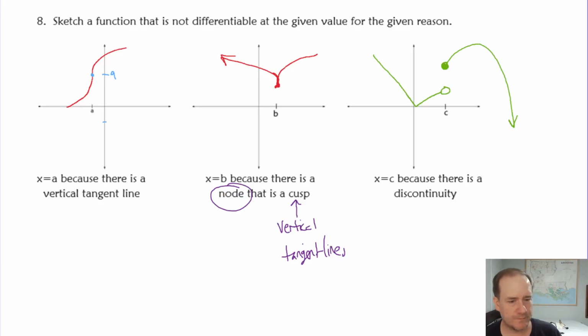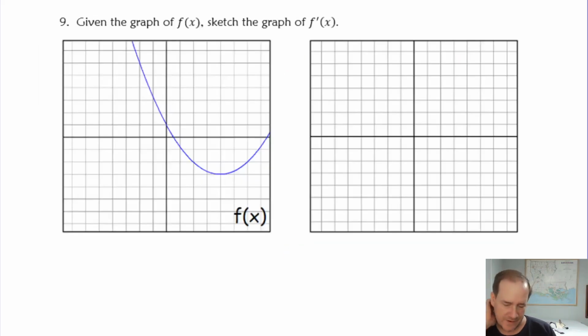Okay, I'm back. So I think it's time to do some sketching of the derivative, which seems to have been giving a lot of people some trouble. So hopefully this will help. We'll find out.